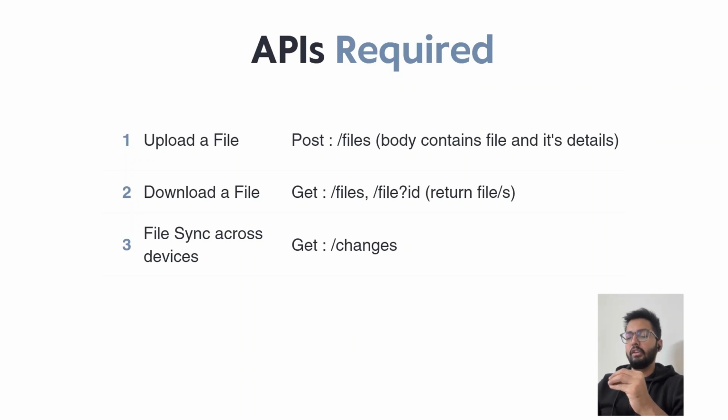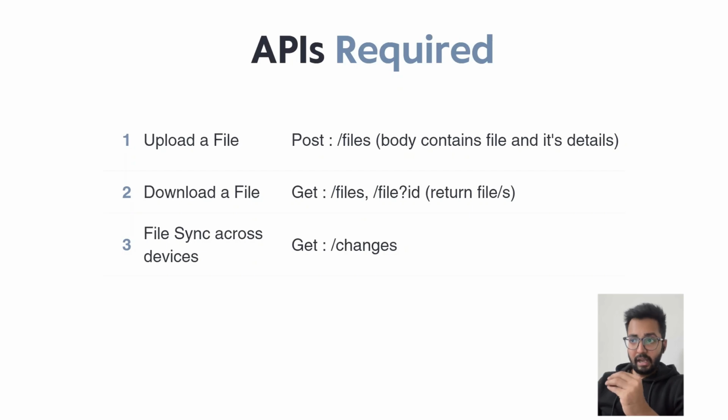The second one would be for downloading a file. For that we'll have a GET request, for which the route would be slash files for downloading multiple files, and slash file with the id in a query param for downloading a single file. Then the third API, for file sync across devices, would be slash changes, and the method would be GET. Those changes would be passed as the request, the changes between the local and server DB. What a local DB is and so on, we'll discuss further in the high level design of this system. So this was all about the APIs required to fulfill our functional requirements.